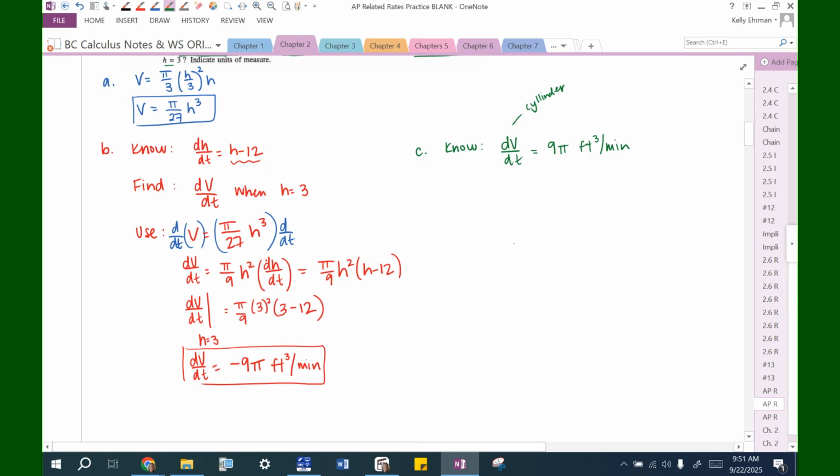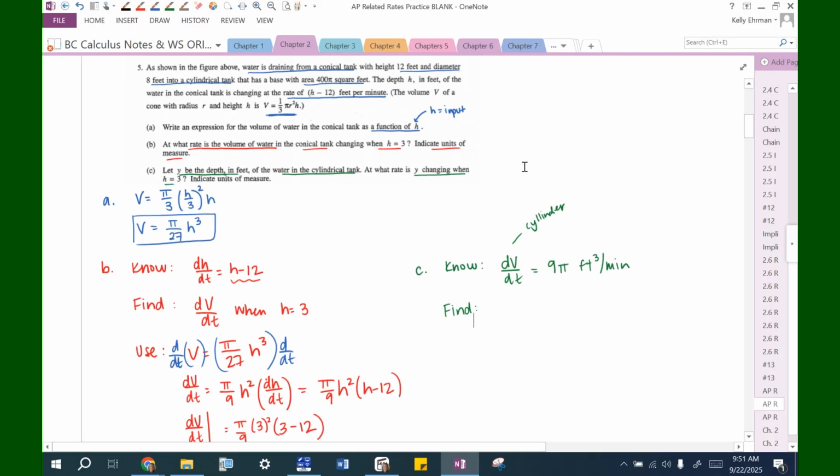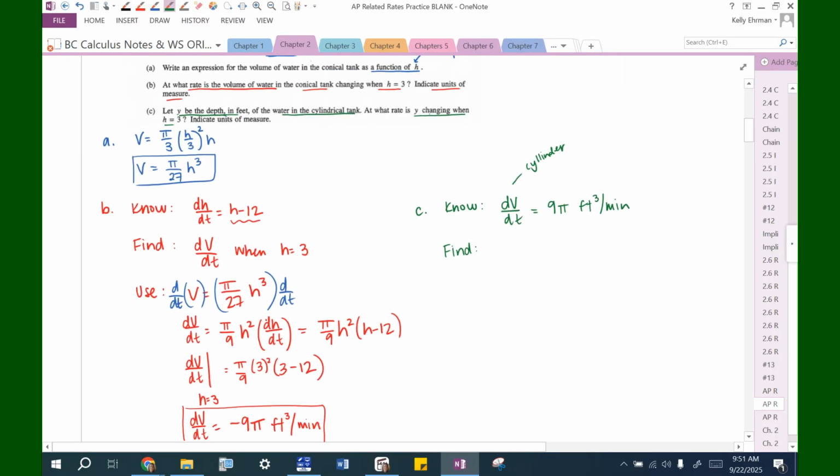I also know dH/dt. I don't think that I need that. You could list it again. Not sure. What do they want me to find? Good question. Let me read it again. They want me to find dy/dt when h equals 3. And that's kind of like, wait, I have a y and an h. What's happening there? We will figure that out.